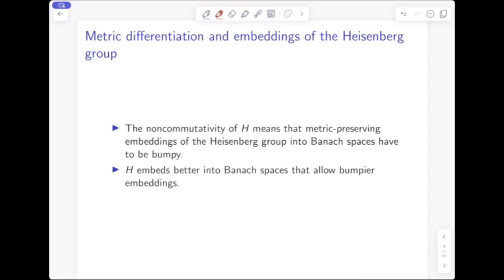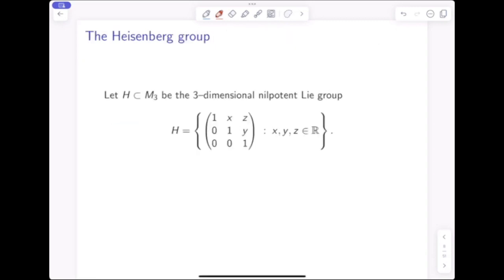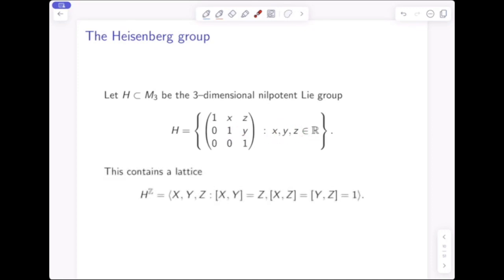So let me start by introducing the Heisenberg group. The Heisenberg group is a 3-dimensional nilpotent Lie group. It's a group of 3x3 matrices like so, with ones along the diagonal, x, y, and z above the diagonal, where x, y, and z are real coefficients. This is a group. If you multiply 2 upper triangular matrices, you get an upper triangular matrix. And it contains a lattice.